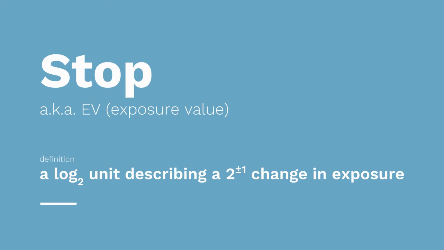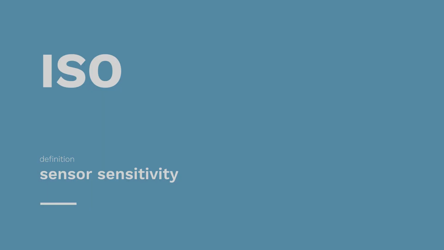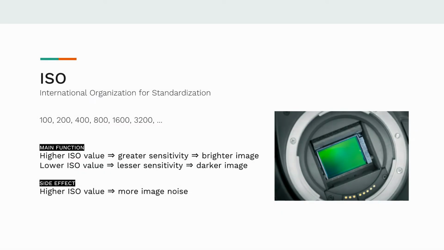Keep that concept of a stop being a doubling or halving in exposure level in mind, because that is very important when we talk about the elements of the exposure trinity, which we are coming to now. One element of the exposure trinity, or as some people call it, the exposure triangle, is the ISO. That's the first element out of the 3, and it is the sensitivity of the sensor to the light that's coming in.